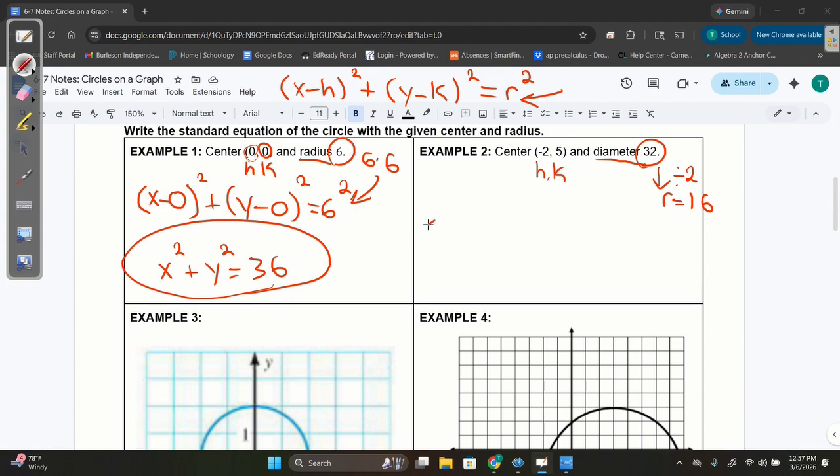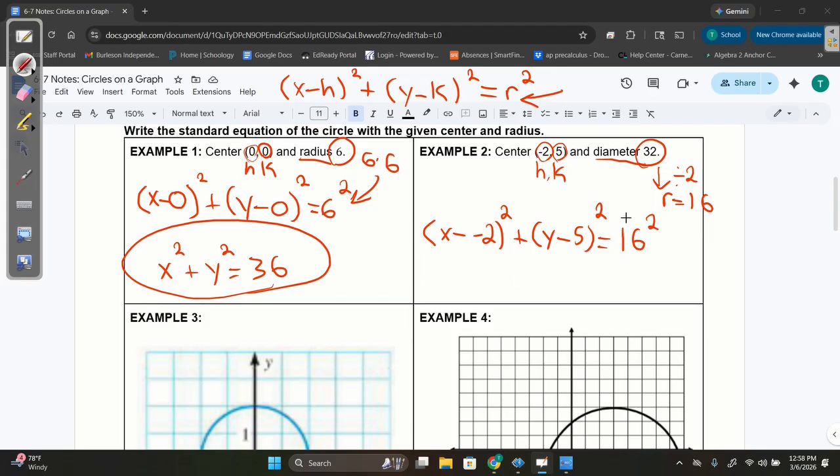So let's do it. x minus the h value is negative 2, so negative 2 squared, plus y minus the k value is 5, so 5 squared, equals the radius of 16 squared.